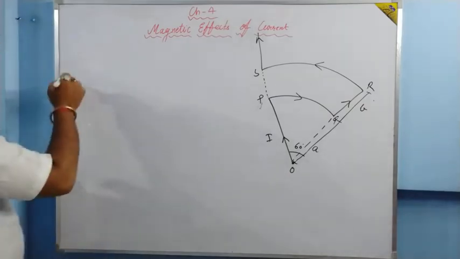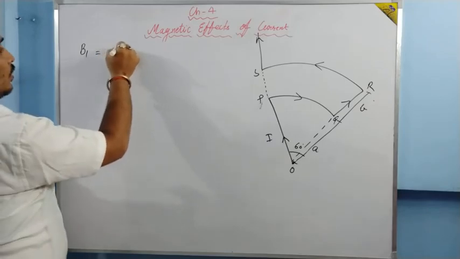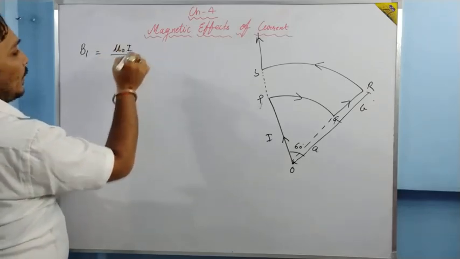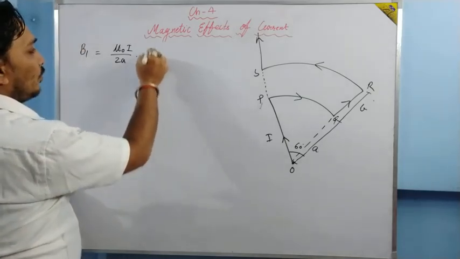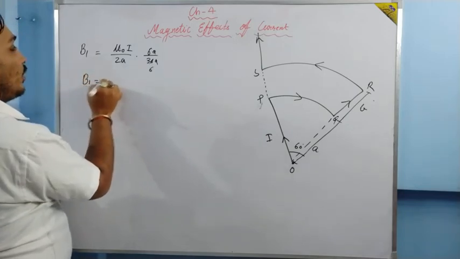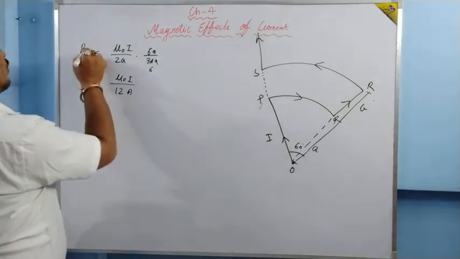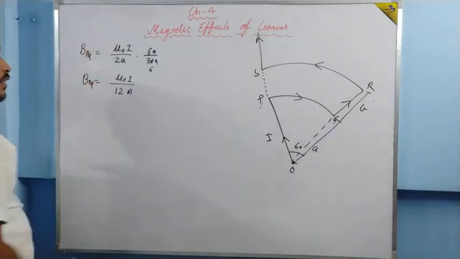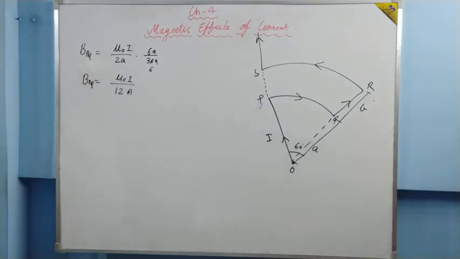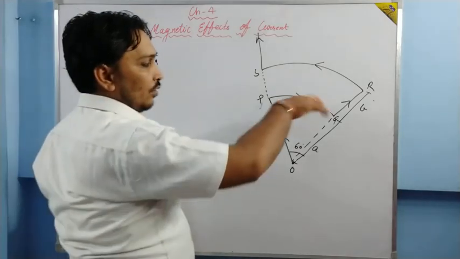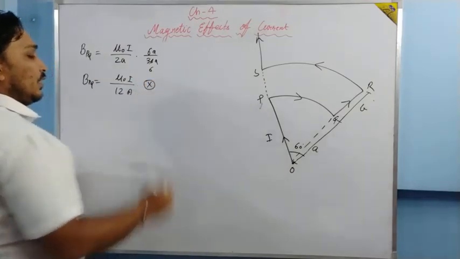So magnetic field due to PQ, B1 will be equal to mu naught I upon 2A into 60 upon 360. 0 and 0 will be cancelled out, it will be 6. So B1 will be equal to what? Mu naught I upon 12A. This is because of PQ. Let me write PQ so that we can understand. So magnetic field due to PQ arc is this. And what will be its direction? Curl a finger along the PQ. The extended thumb is perpendicular inward. So magnetic field is inward.